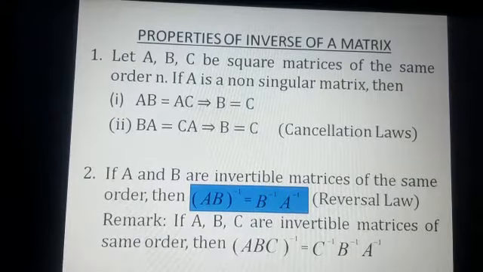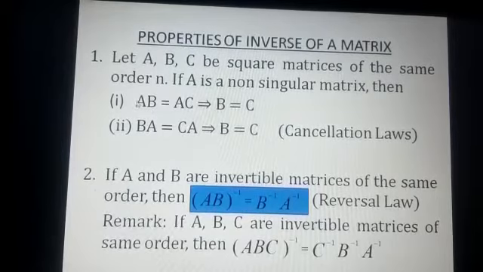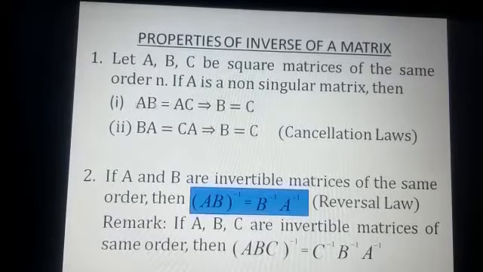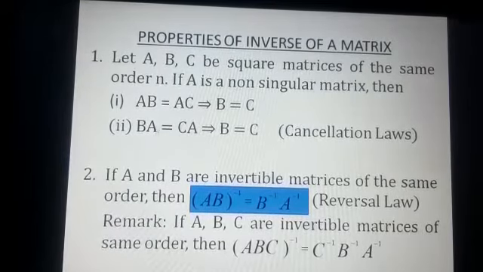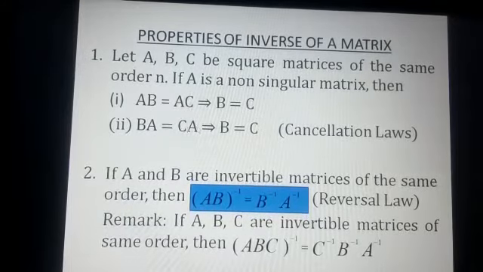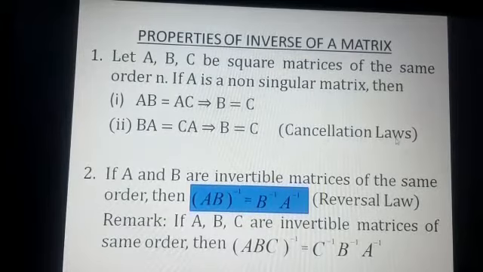You can easily prove this by multiplying both sides of the first one by A inverse on the left-hand side, and in the second one we have to multiply A inverse on the right-hand side of both the equations to get B equal to C. This is called the cancellation laws.